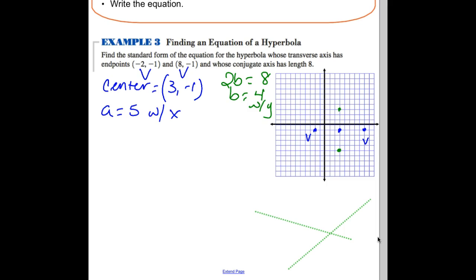Again, I'm not labeling those anything because my graph isn't going to touch them. Why do we plot those B pieces? So we can make our box, and the box leads to our asymptotes, which helps us draw our graph. Okay, so draw in your box. Go ahead and put your diagonals in.